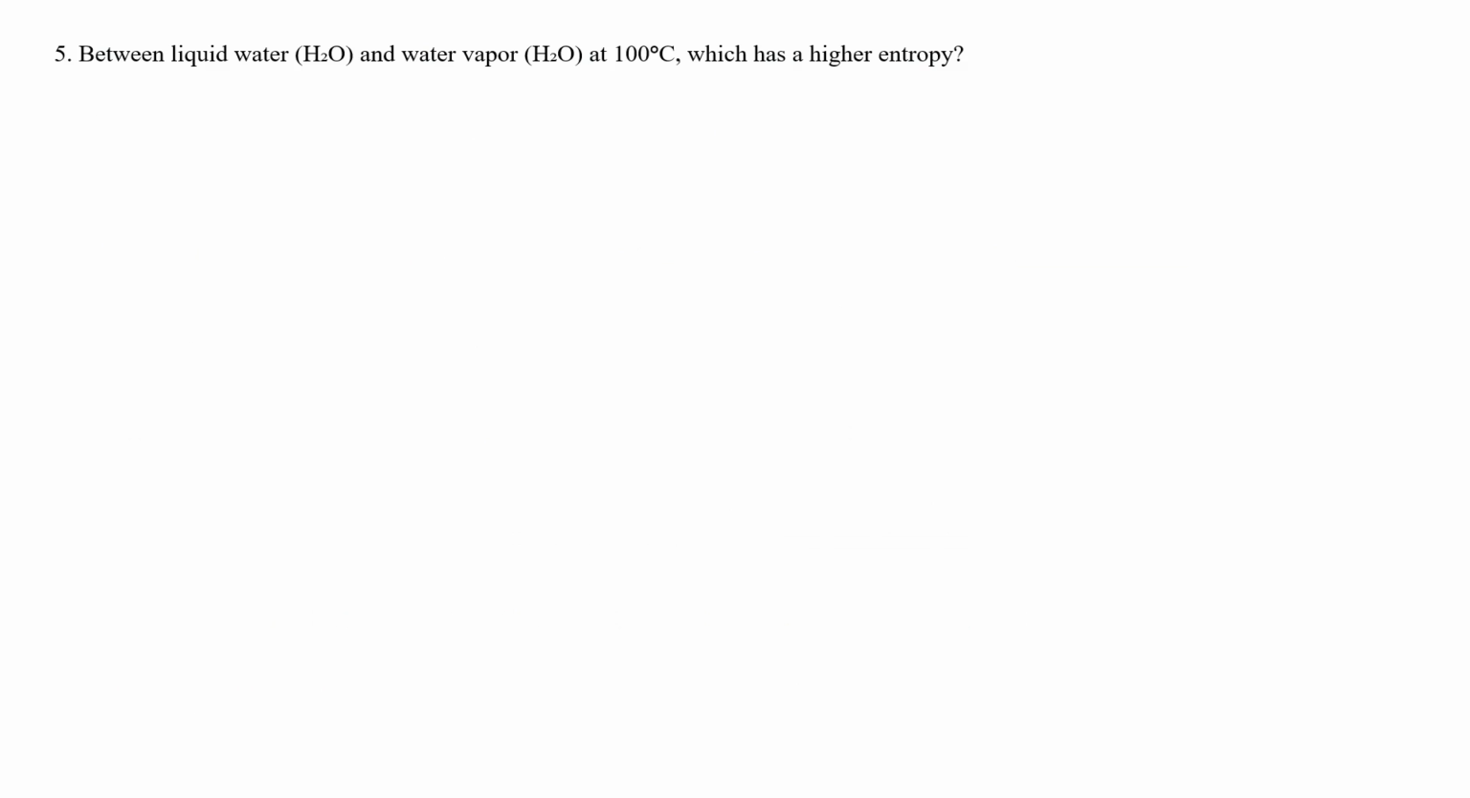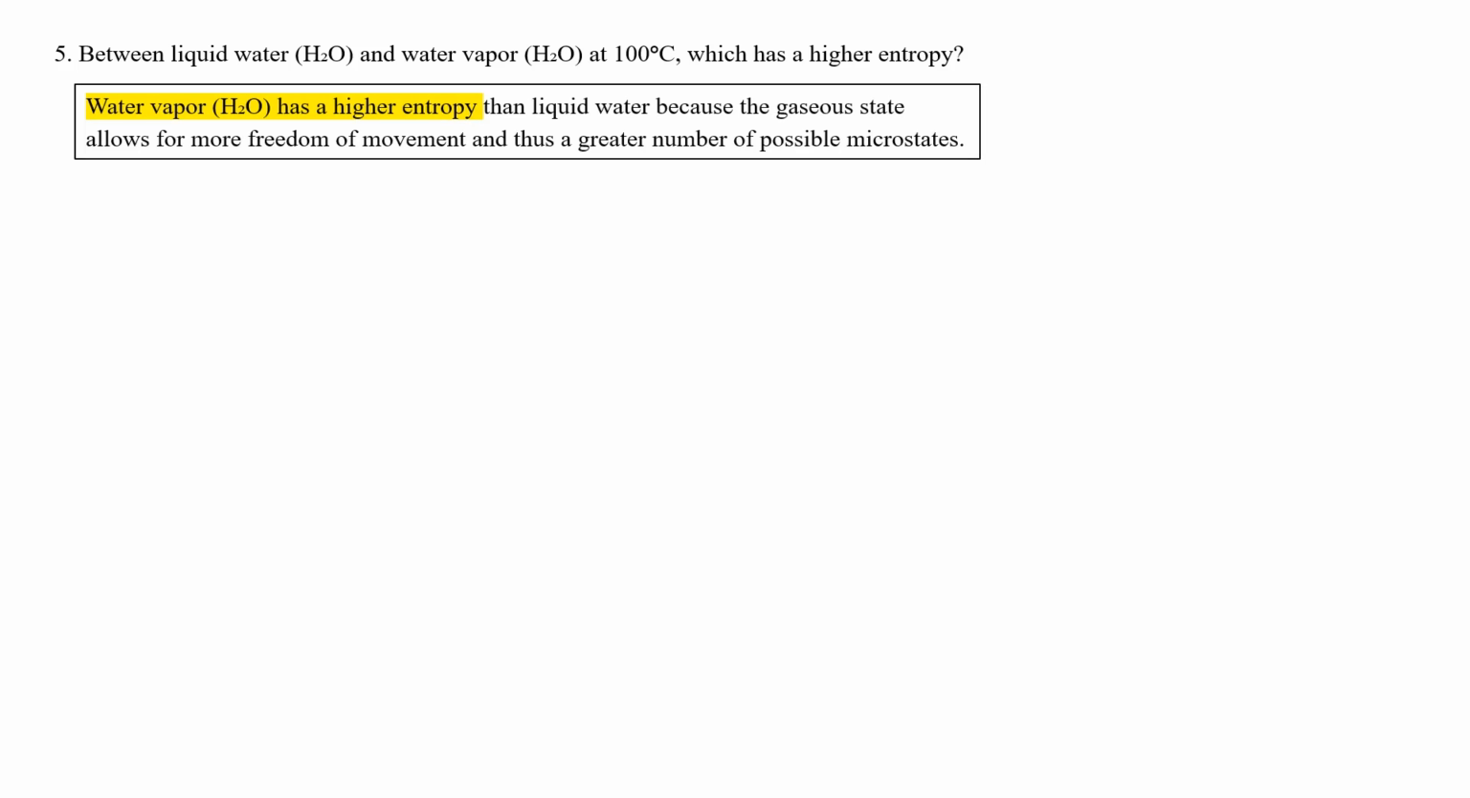Between liquid water and water vapor at 100 degrees Celsius, which has the higher entropy? As we discussed in the previous slides, solid has the lowest entropy, the second largest is the liquid phase, and the larger entropy, the more disordered phase, is the gaseous phase. Here water vapor means gaseous phase water. If we compare liquid and gas phase water, water vapor has higher entropy than the liquid phase. The reason is the gaseous state allows more freedom of movement than the liquid phase.